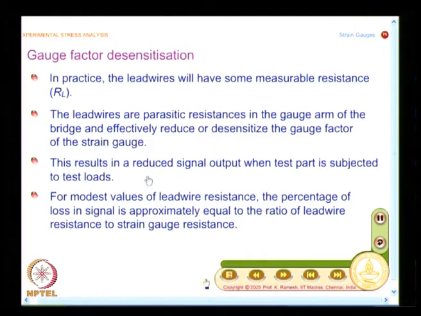Not only this, you will have a reduced signal output when the test part is subjected to test loads. And there is also a sort of an estimation people do for modest values of lead wire resistance. The percentage of loss in signal is approximately equal to the ratio of lead wire resistance to strain gauge resistance.